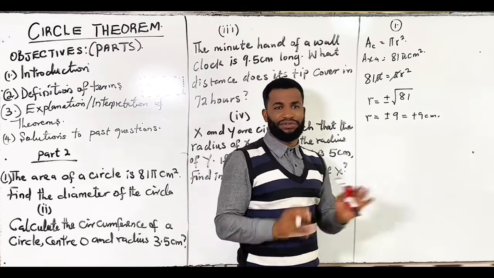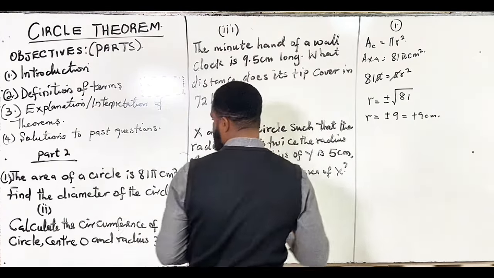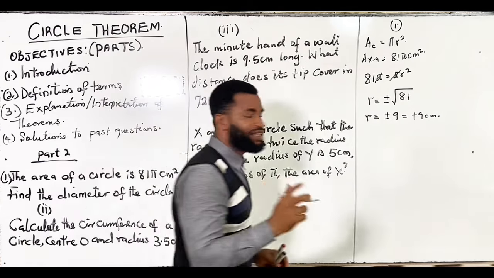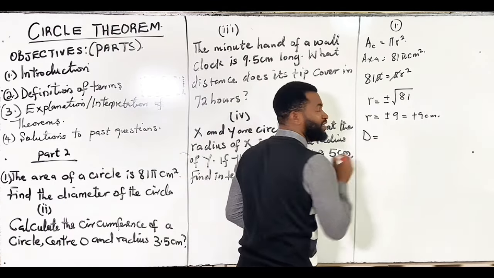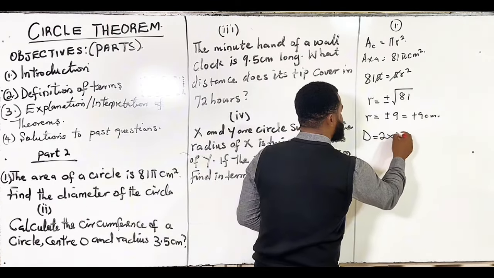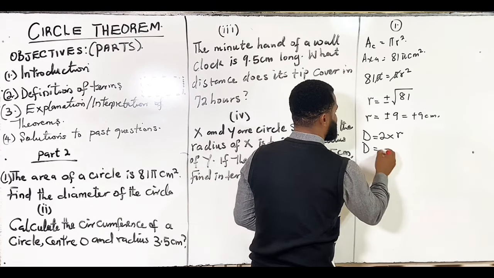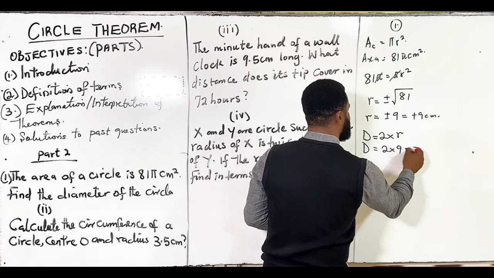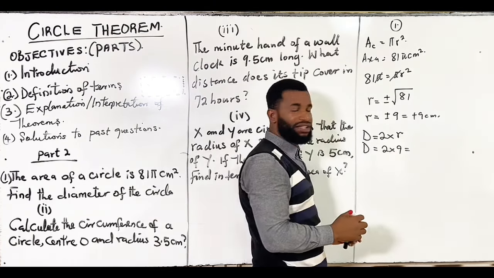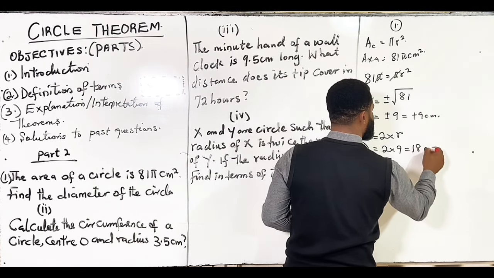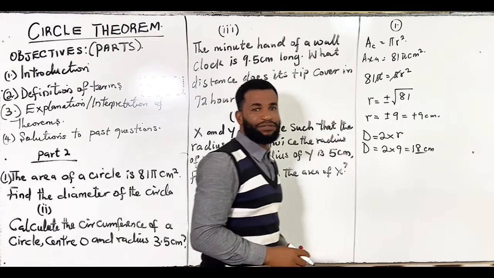plus 9 is the radius of the circle, but we are looking for the diameter. Remember what I said, diameter is what? Can you tell me? Diameter is 2 times the radius. Therefore, diameter is going to be 2 times 9, which is what? 2 times 9 is going to be 18 cm. All right, that's the answer for number 1.